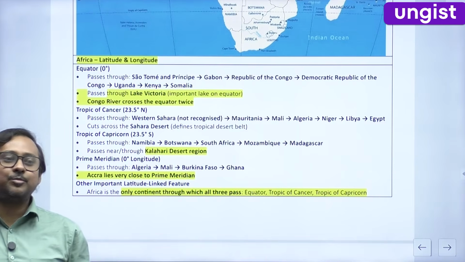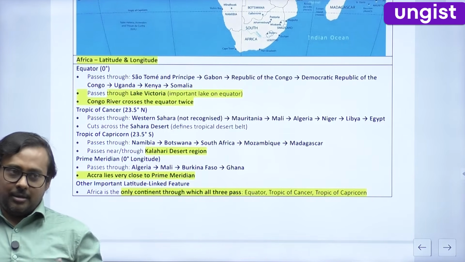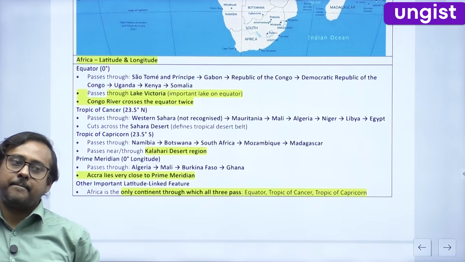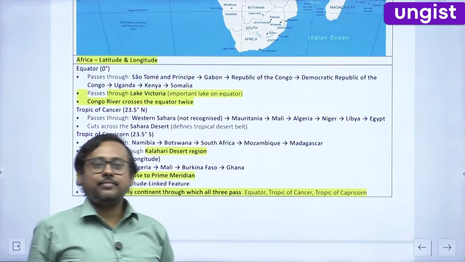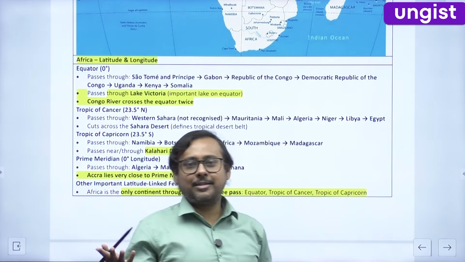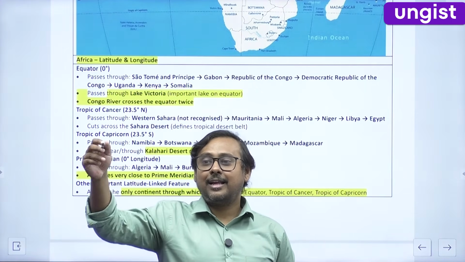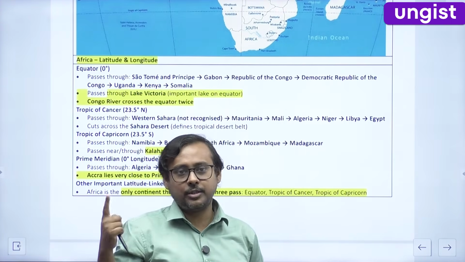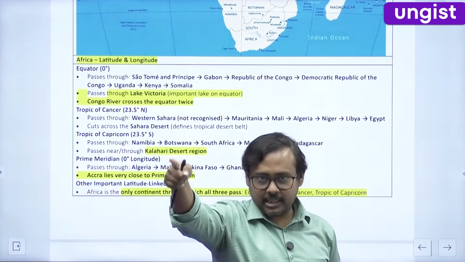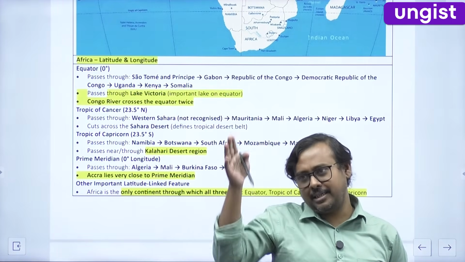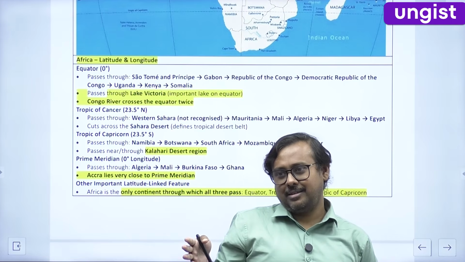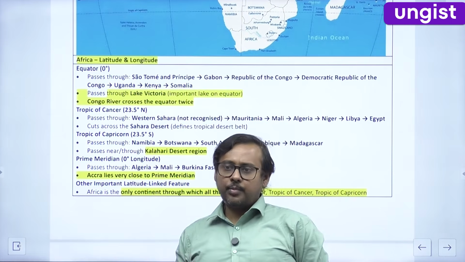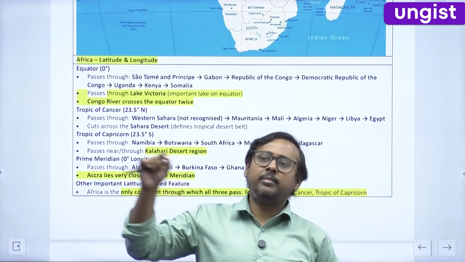Now that's not the trick. The trick is which are the countries through which the 0 degree meridian passes in Europe? One country you can surely tell. England, UK, right? There are two other countries. Yes, France, and just below France, next to Switzerland, Spain. So 3 countries in Europe through which your 0 degree meridian passes.